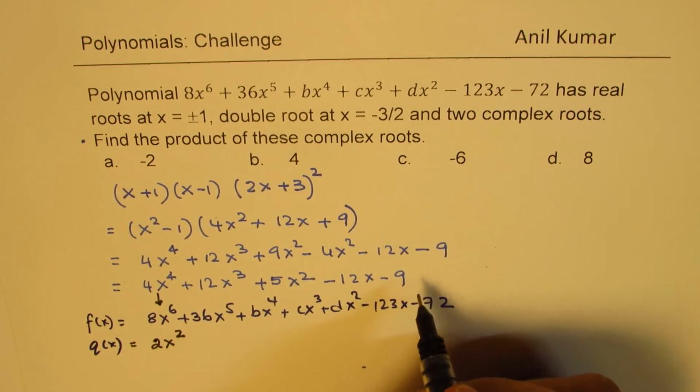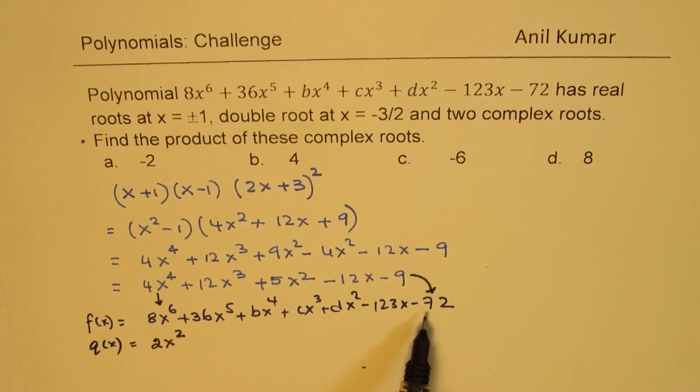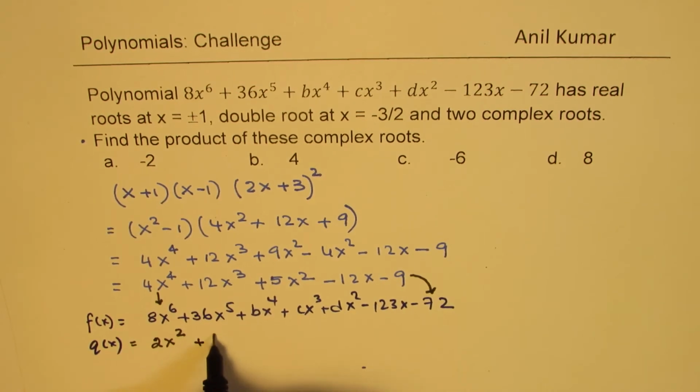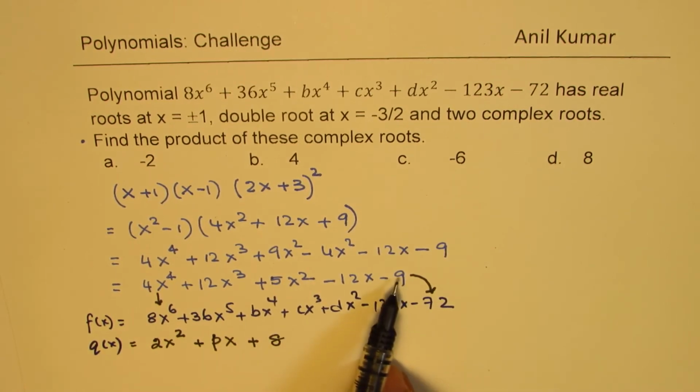Now, on the other hand, if you want to get the constant as -72, we need to multiply this by 8. Let's call the quadratic 2x^2 + px + 8, where the middle term p we cannot figure out, but we can at least figure out the constant. The constant is 8 for us, since 8 times -9 gives us -72.